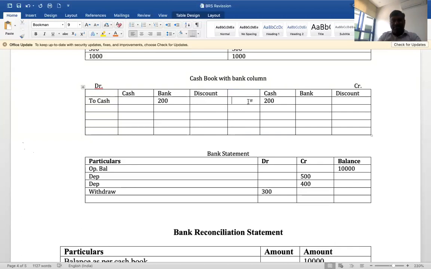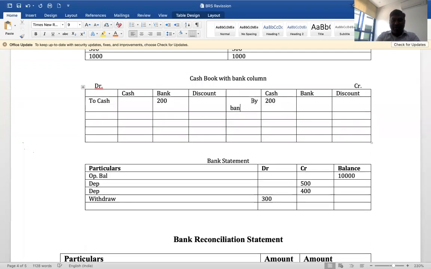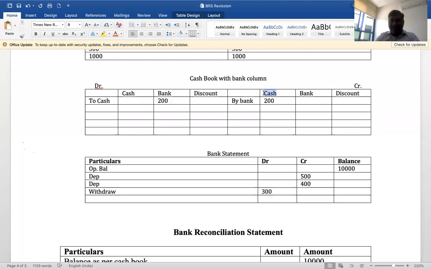Similarly, who is giving this? Who is giving? Cashier is giving, company cash. So cash account is credited by bank. And where are you writing that amount? In the cash column. Every time you are depositing, you are debiting to bank column and crediting to cash column.